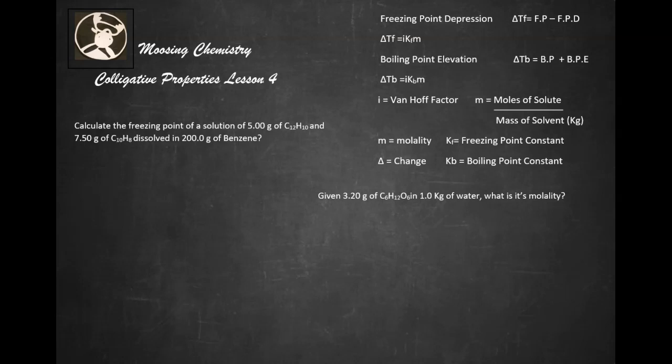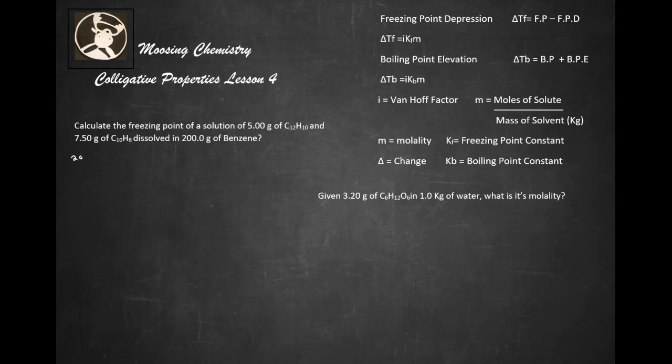This is Colligative Properties lesson number 4. Calculate the freezing point of a solution of 5.00 grams of C12H10 and 7.50 grams of C10H8 dissolved in 200 grams of benzene. The first thing I want to do is take the 200 grams of benzene and change it to kilograms of benzene. Let's go ahead and do that because remember we're looking for molality.